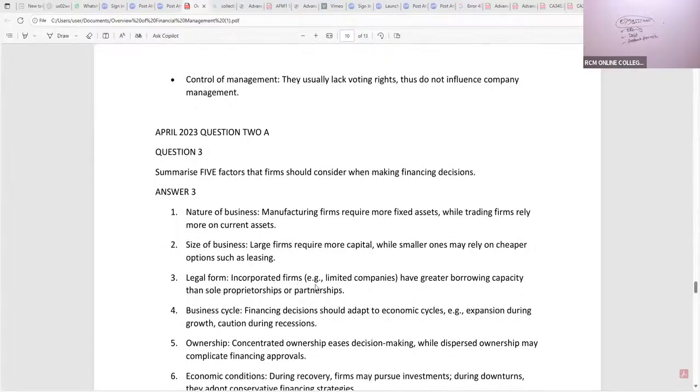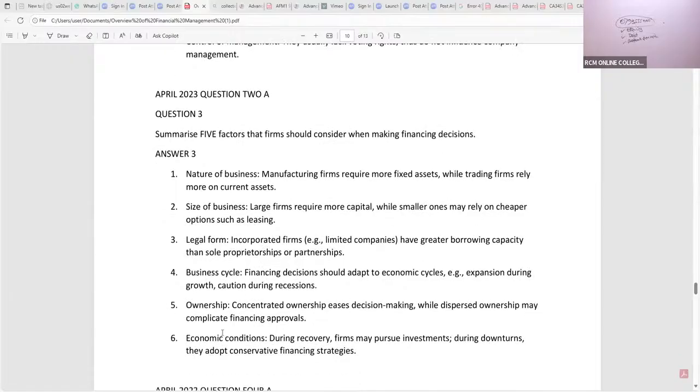Legal form, incorporated firms, e.g. limited companies, have greater borrowing capacity. Business cycle, ownership, economic conditions. So the factors that you have to consider, ladies and gentlemen, whenever you're thinking about financing decisions, on top of this, I'll also consider the cost of capital.